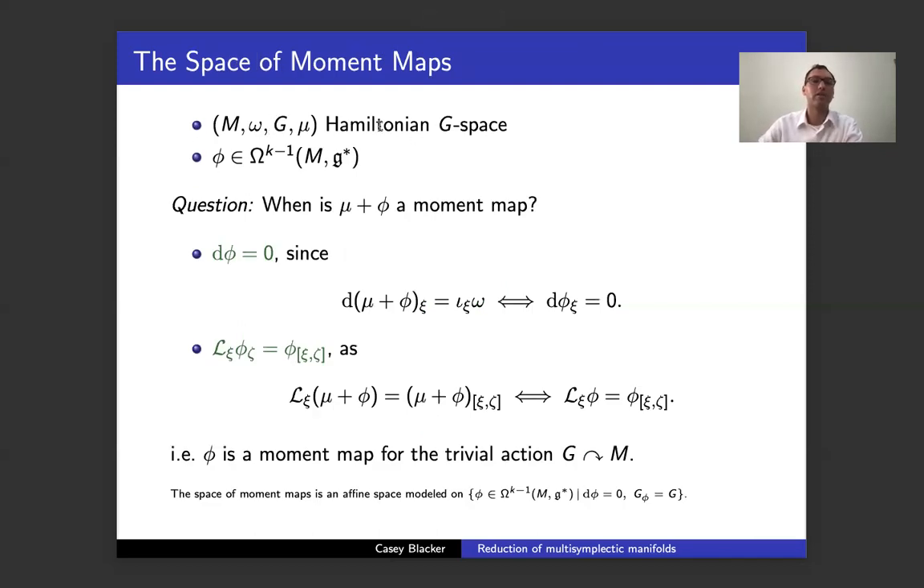Okay, so given a Hamiltonian G-space and an arbitrary k-1 G-star valued differential form phi on M, we might wonder, when is mu plus phi itself a moment map? That is, how can we vary mu and retain the property of being a moment map? Well, I'm running a little low on time, so I'll just state that from the Hamiltonian condition, it follows that phi has to be closed, and from the Leibniz algebra homomorphism condition, it follows that phi itself has to satisfy that homomorphism condition.